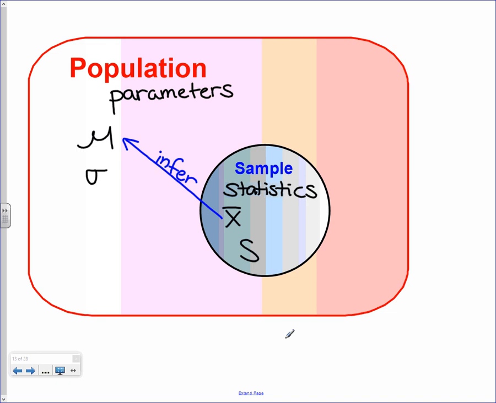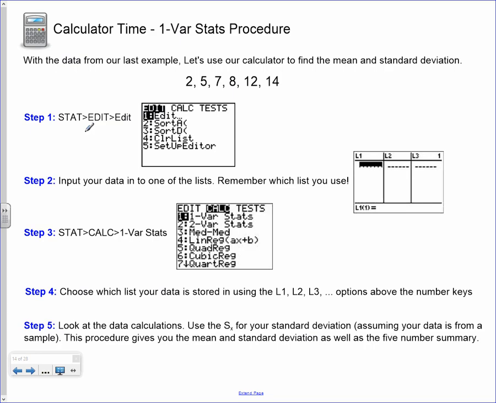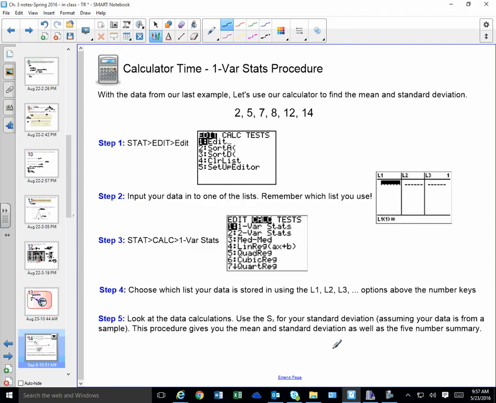Okay, so what statistics do we have now? The statistics we have talked about are x bar and s. The parameters are mu and sigma. These are the statistics we're going to use to infer about our population parameters. How are we going to do this in our calculator? Okay, let me pull up my calculator here.